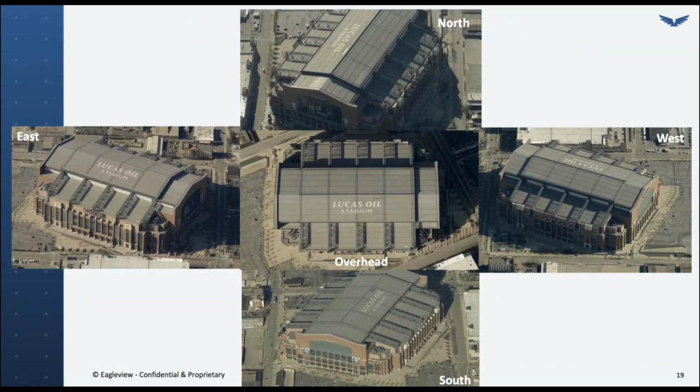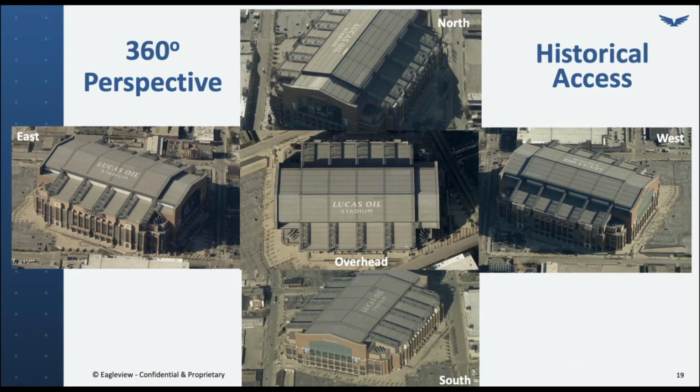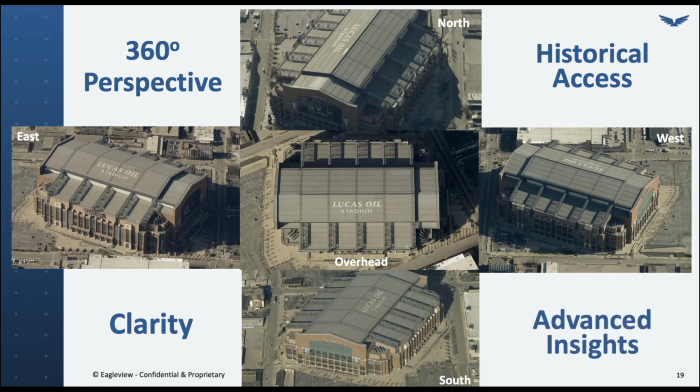In summary, through the imagery API, users get access to both ortho and oblique imagery. This provides users with a 360-degree perspective of assets, a property, or an area of interest. It also provides users with access to historical imagery. As stated before, the high-resolution imagery provides the clarity necessary to support both visual and AI workflows. In the end, this enables our customers to derive the advanced insights to support their workflows or solutions.